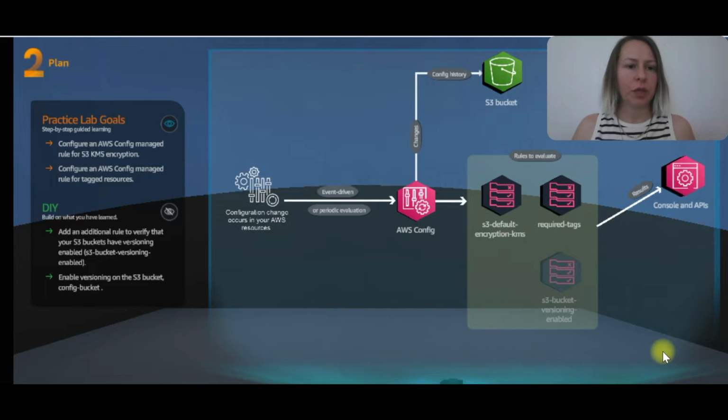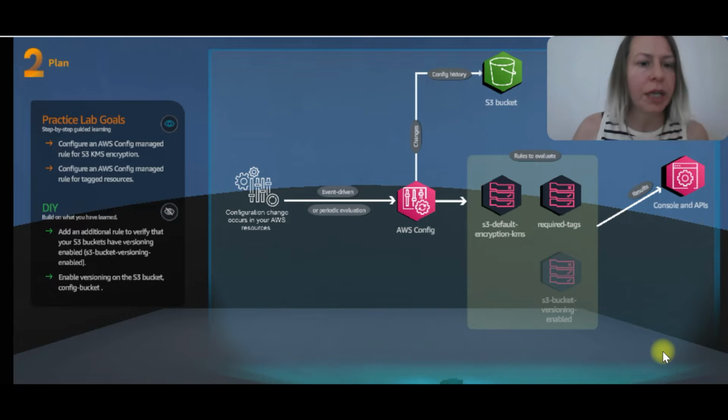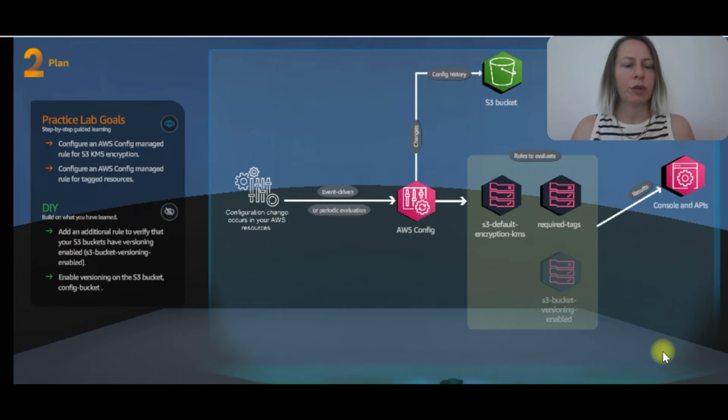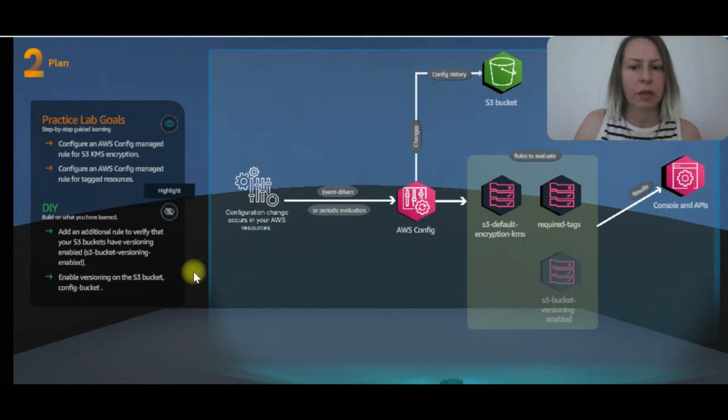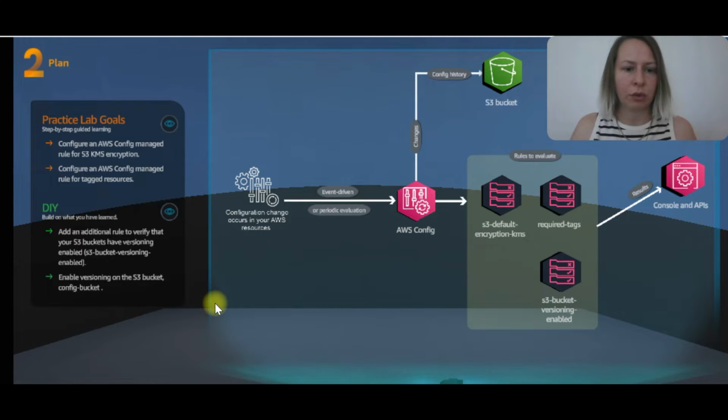What we need to do is configure an AWS Config managed rule for S3 KMS encryption, and configure an AWS Config managed rule for tagged resources. What we are going to do ourselves is the second step here: add an additional rule to verify that your S3 buckets have versioning enabled, S3 bucket versioning enabled, and then enable versioning on the S3 bucket config bucket as well. So let's get started.